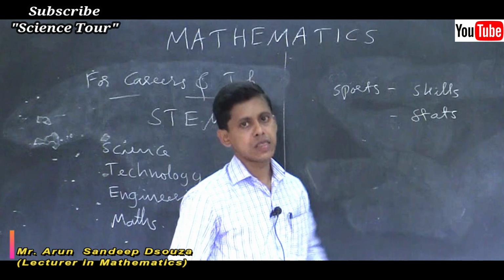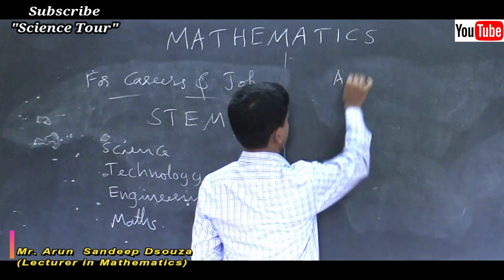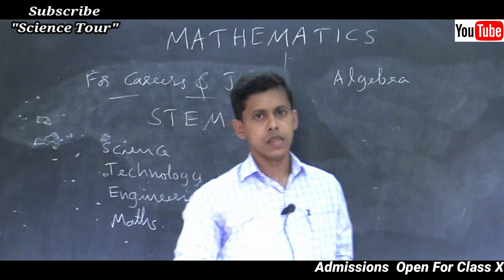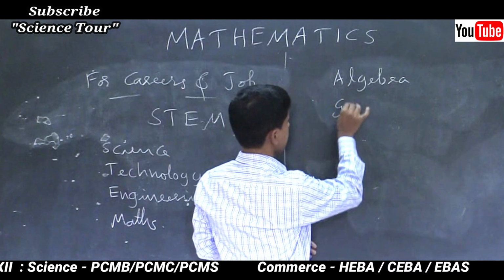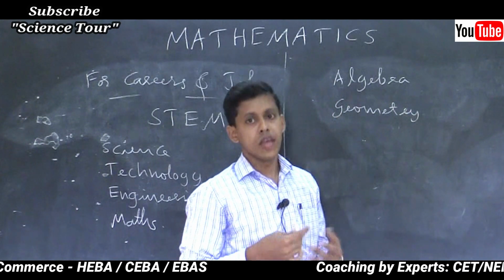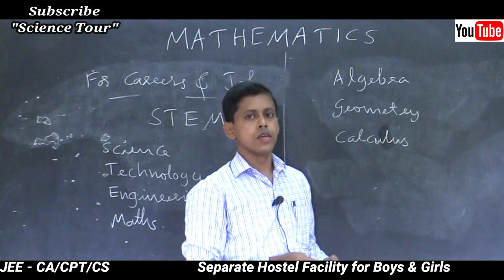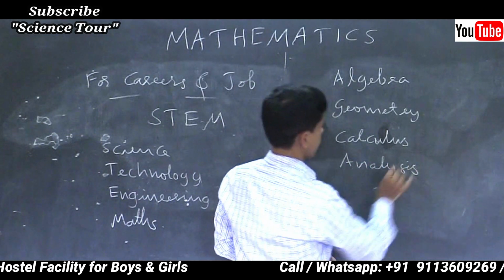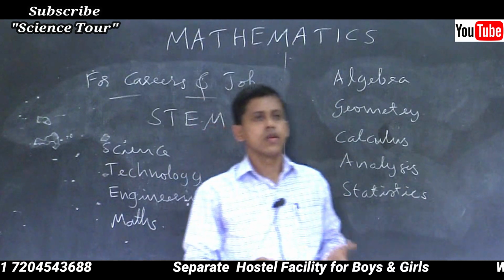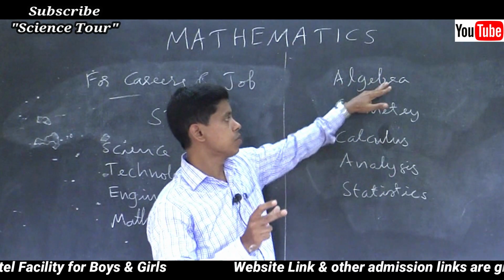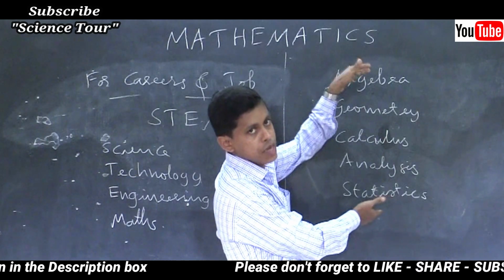In these 16 chapters, there are 5 types of maths branches. So what are these 5 branches? First is algebra. Alright. The first branch you have is algebra, the first part of your syllabus, and then you have geometry, and then you have calculus, and you have analysis, and you have statistics. Alright, so even otherwise, maths is 100% algebra, geometry, calculus, analysis, and statistics. So all these 5 branches combined, you have mathematics.